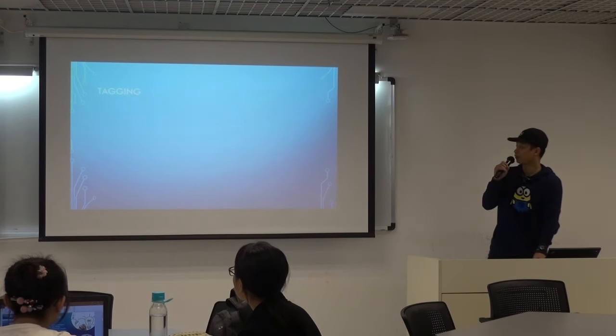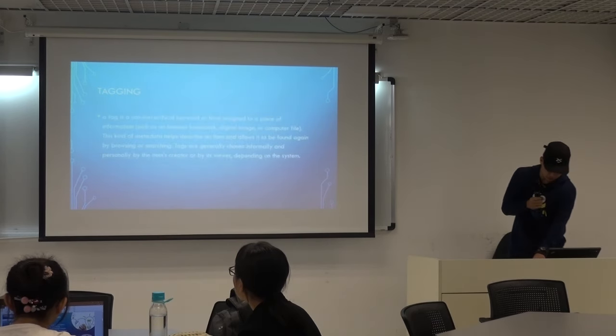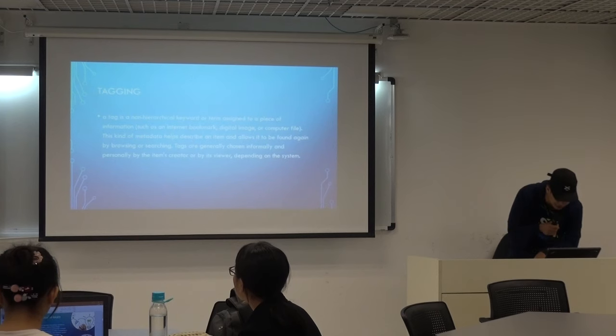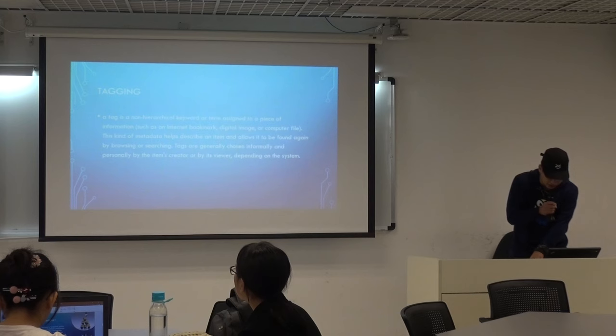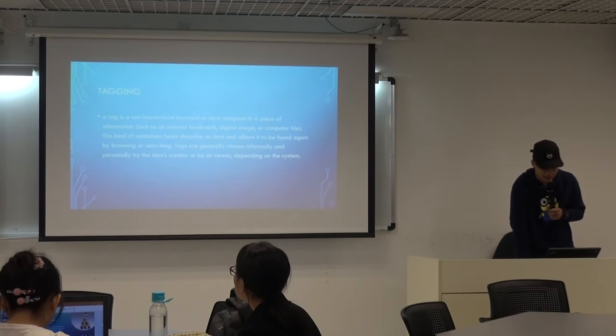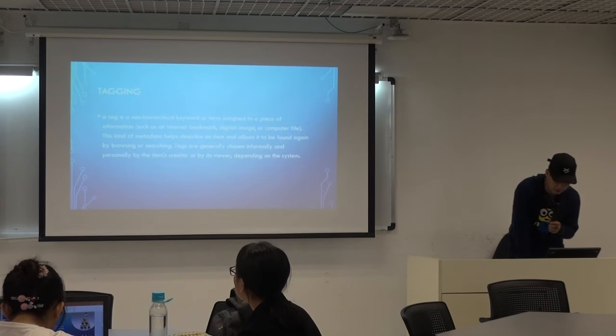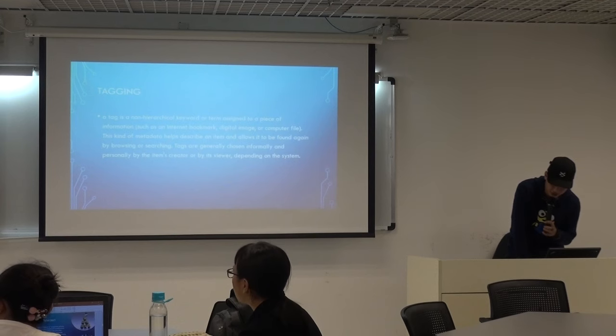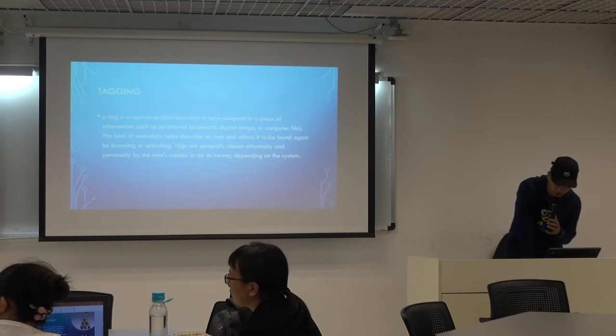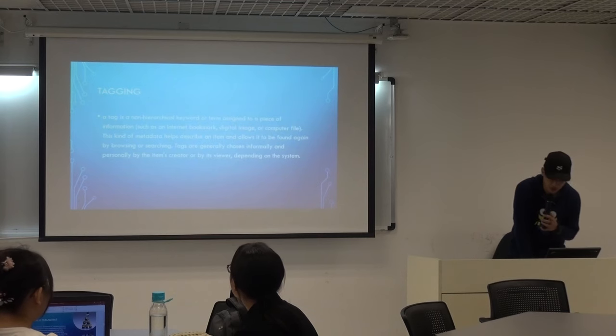And the next one, I'm going to talk about tagging. A tag is a non-hierarchical keyword or term assigned to a piece of information, such as an internet bookmark, digital image, or computer file. This kind of metadata helps describe an item and allows it to be found again by browsing or searching. Tags are generally chosen informally and personally by the item's creator or by its viewer, depending on the system.